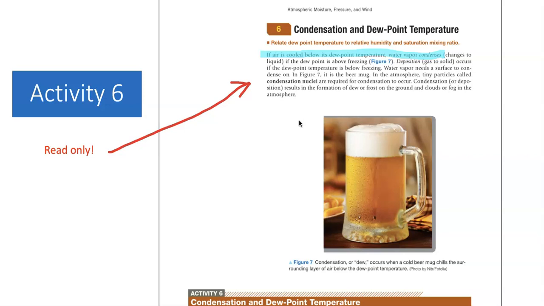So far I've been talking about how water vapor, invisible, accumulates in the air, and then there's a saturation value where it can't hold any more. So what happens if you put in more water vapor, or what happens if you lower the temperature? What happens is that water vapor condenses to liquid, and that's usually in the form of rain or dew or frost if it's below freezing. This is an important concept right here. We're not going to do the activity related to it.